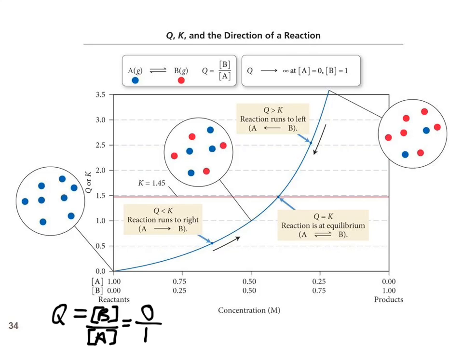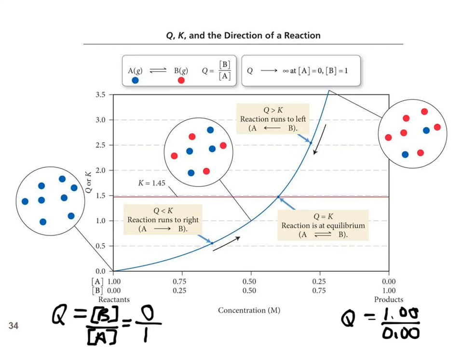At infinity. Because over here at the very end of the graph, Q is going to equal 1.00 divided by 0.00. That's undefined, but that's infinity, right? As it goes on, it gets closer and closer to infinity. Where does the reaction want to be?